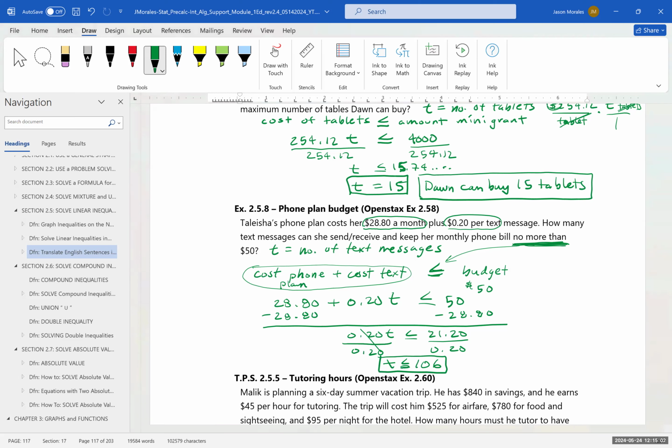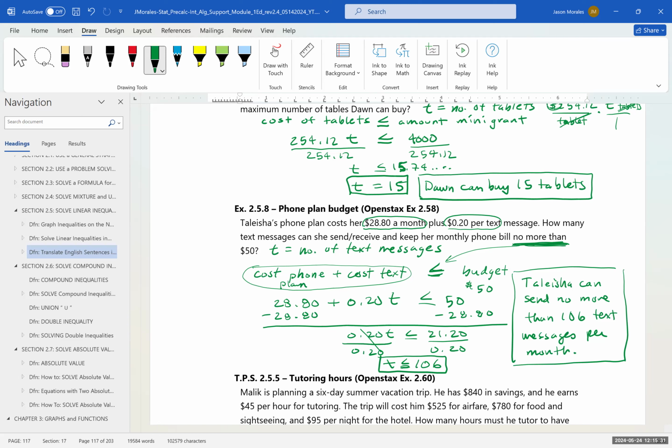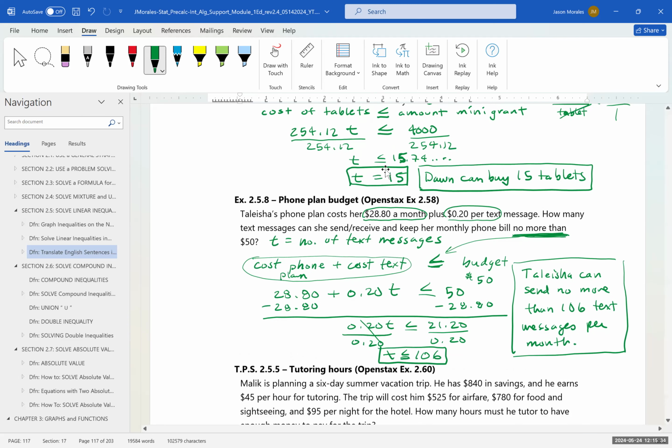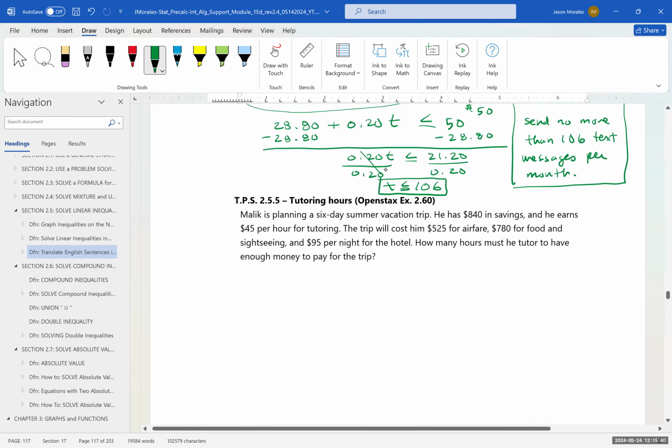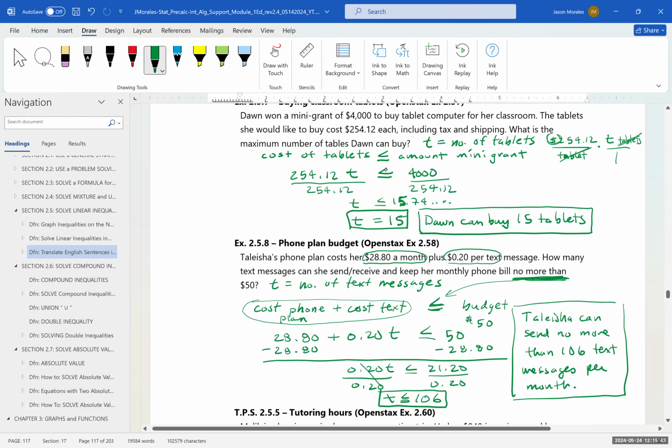So it can be equal to it. This means that Talisha can send no more than 106 text messages per month. Okay, so that's the answer for that one. Let me know if you have any questions on either of these two examples.